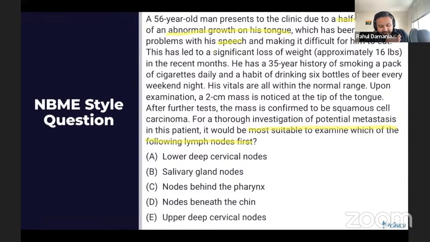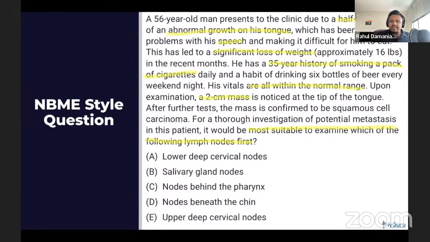This has led to significant weight loss in the recent months. He has a long-standing history of smoking and a habit of drinking 6 bottles of beer every weekend night. His vitals are all within normal range. Upon examination, there's a 2-centimeter mass noted on the tip of the tongue. After further tests, the mass is confirmed to be squamous cell carcinoma.